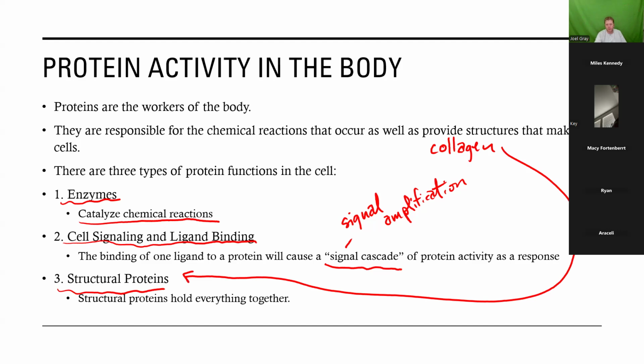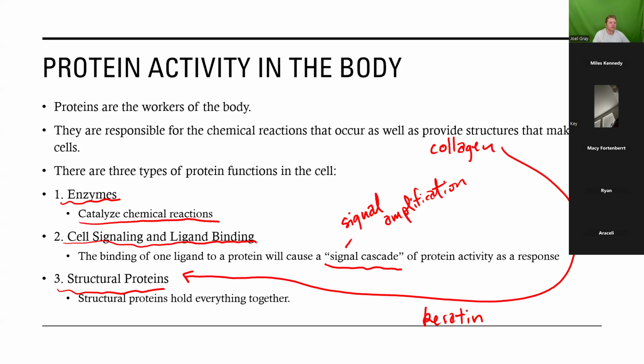Now, I'll give a bonus point on the next test for anyone who can say another structural protein. I'll give you a hint. It starts with a K and it ends with a tin. Keratin. Keratin is a structural protein. And that and other structural proteins, they kind of hold everything together.